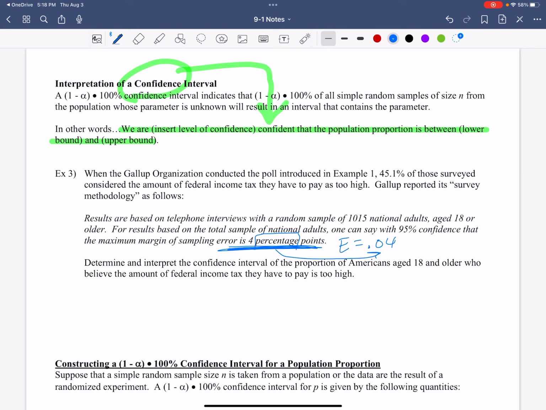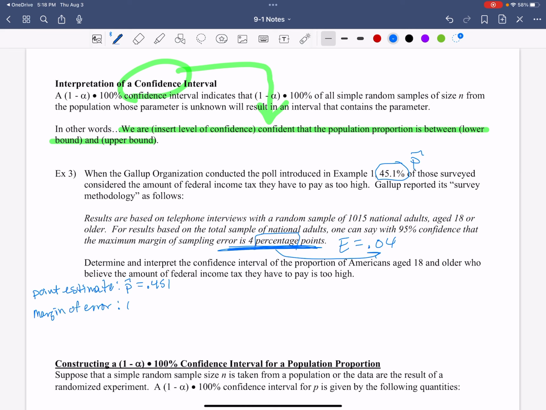Now, we want to determine and interpret the confidence interval of the proportion of Americans aged 18 and older who believe the amount of federal income taxes they have to pay is too high. So, first thing we're going to look at is the point estimate. Our point estimate is what? 0.451. Yes, that's our p hat. That's our point estimate. I'm going to write p hat is equal to 0.451. And then I have my margin of error.